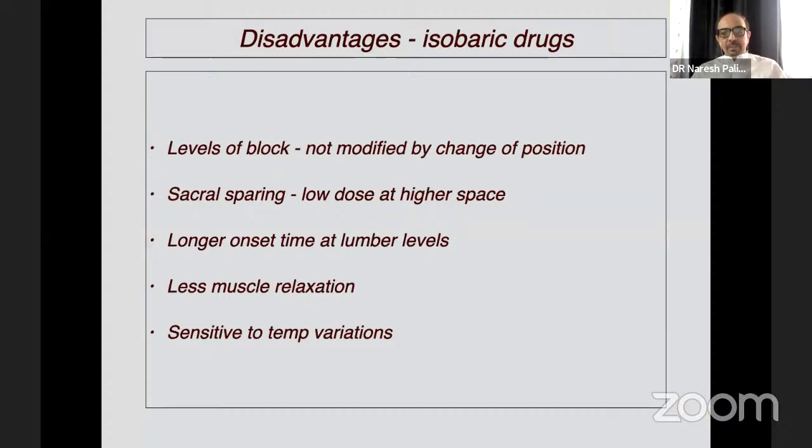With less muscle relaxation, you may need to use higher doses for some muscular male patients, and they are also sensitive to temperature variations. They can behave like hyperbaric drugs when cooled to 25 degrees, and can act like hypobaric when warmed to 37 degrees centigrade.